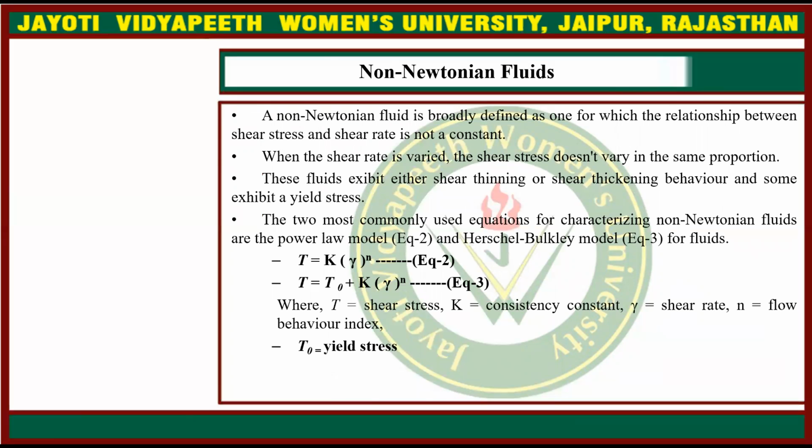Then non-Newtonian fluids. A non-Newtonian fluid is broadly defined as one for which the relationship between shear stress and shear rate is not a constant. When the shear rate is varied, the shear stress does not vary in the same proportion. These fluids exhibit either shear thinning or shear thickening behavior, and some exhibit a yield stress. The two most commonly used equations for characterizing non-Newtonian fluids are the power law model and the Herschel-Bulkley model.